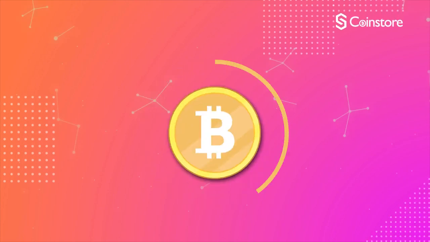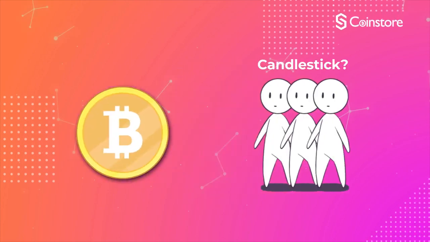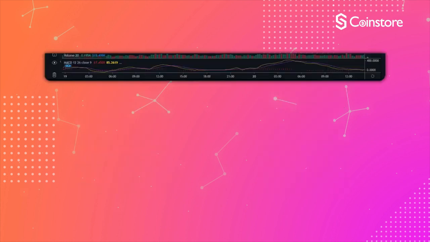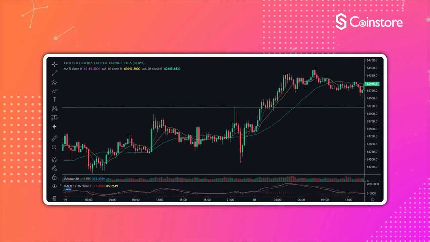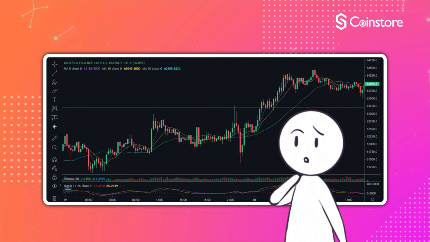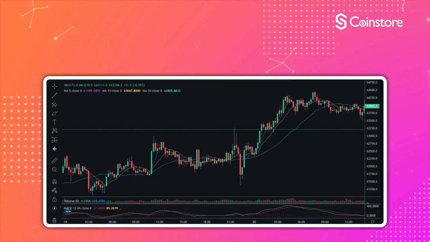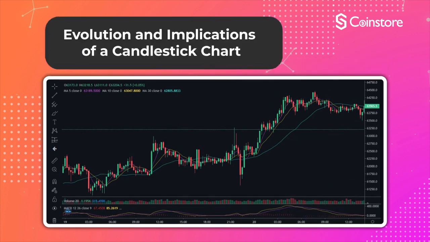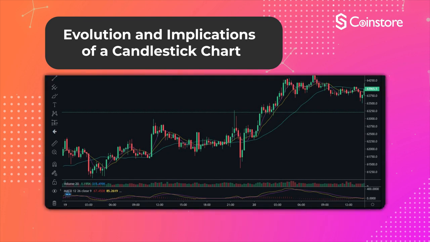Everyone who dabbles in crypto has probably seen a candlestick chart somewhere in their trading life. It kind of looks something like this. But the sad truth is, only a handful of us knows how to read the chart. Well, it's not really surprising, as crypto or investing in general can be pretty complicated. So today, we will learn about the evolution and implications of a candlestick chart.